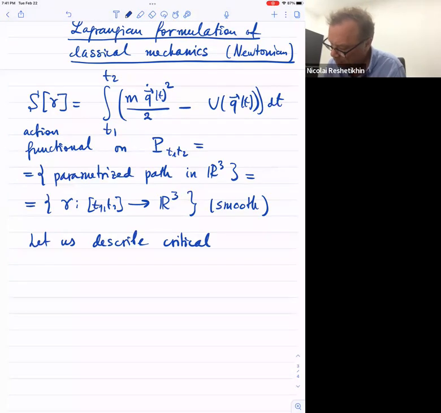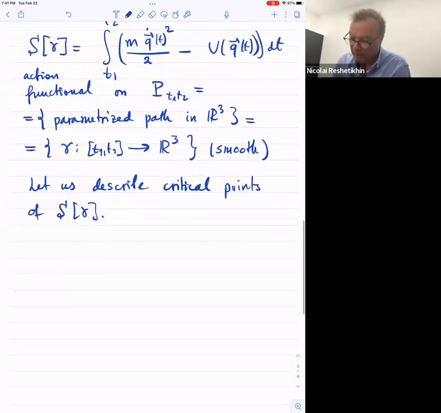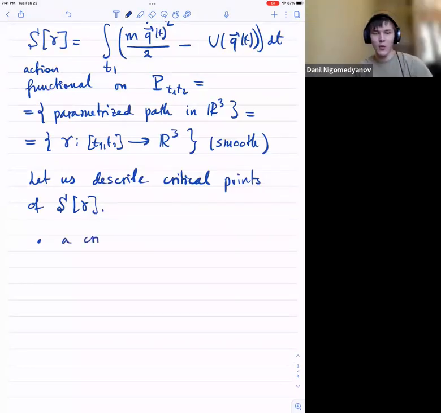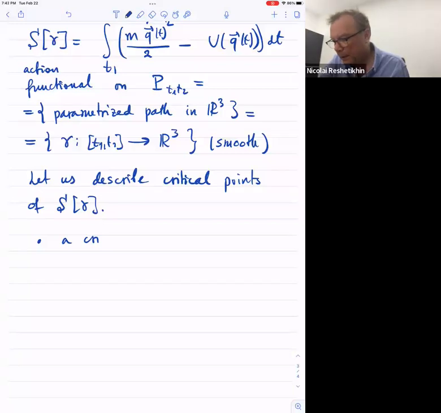So let's describe critical points of this function. Well, first of all, what is a critical point? By the way, what are the topology or any other properties of the space of all smooth paths, or are we not using only smooth paths, but partially smooth? I don't know how to say it. Yeah, let's say the following.